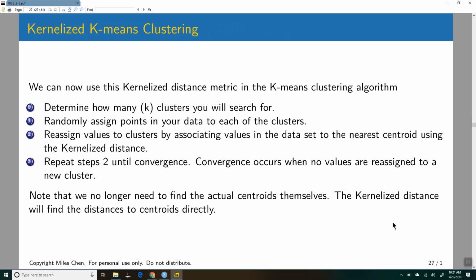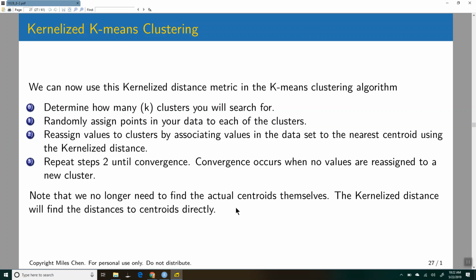So if we do kernelized K-means clustering, this is how it goes, okay? The first two steps are the same. Determine how many clusters K you're going to search for and randomly assign your data points to the clusters. And then the next step is reassign values to clusters by associating values in the data set to the nearest centroid using the kernelized distance. And then you repeat this step until convergence, all right?